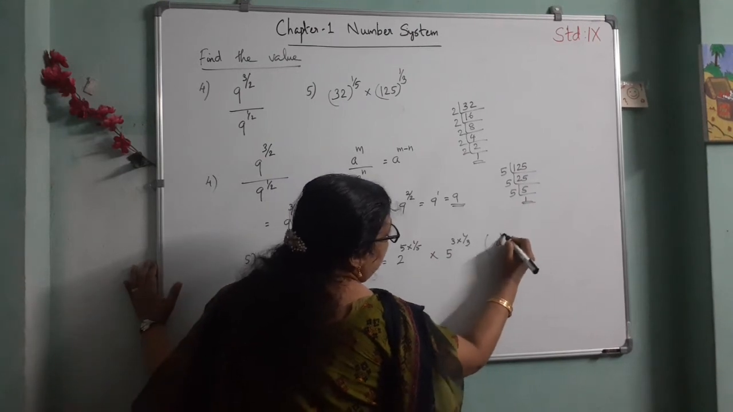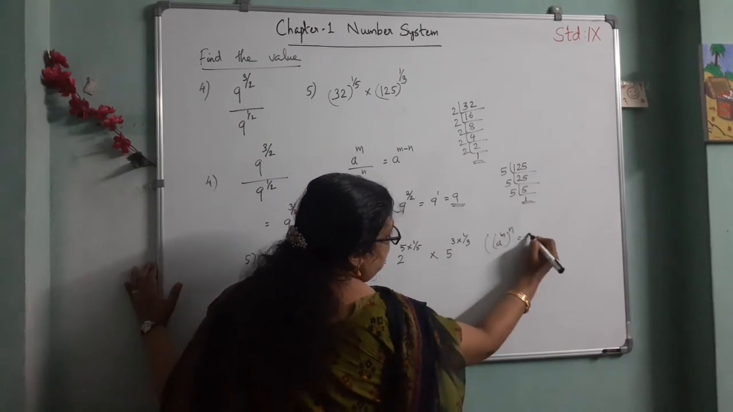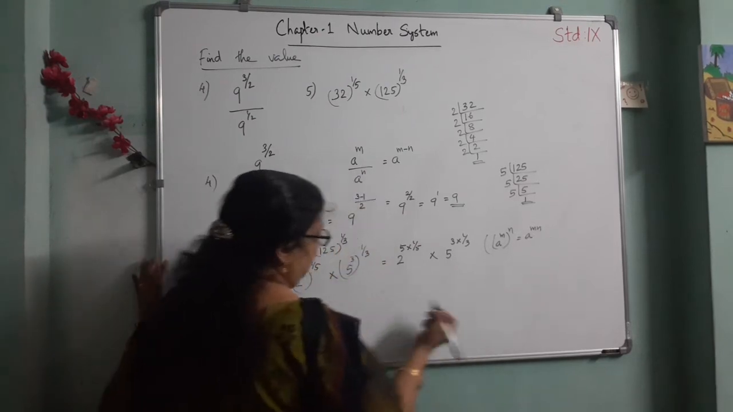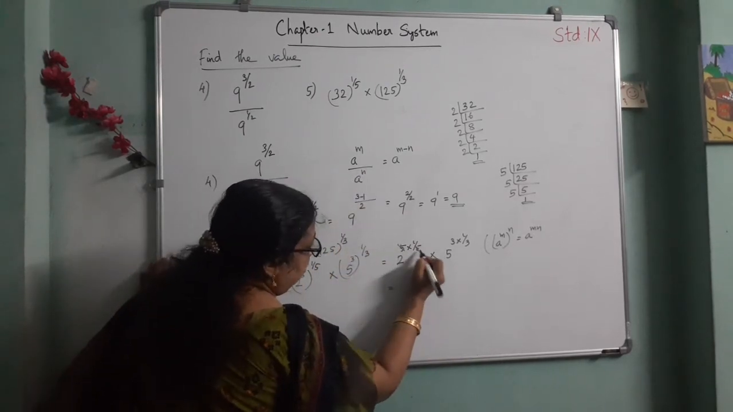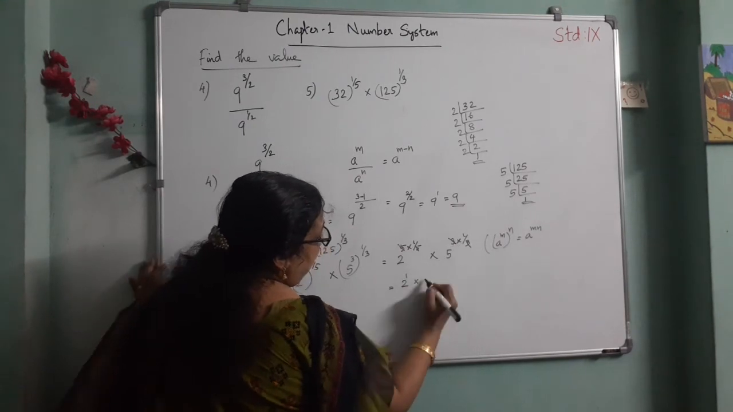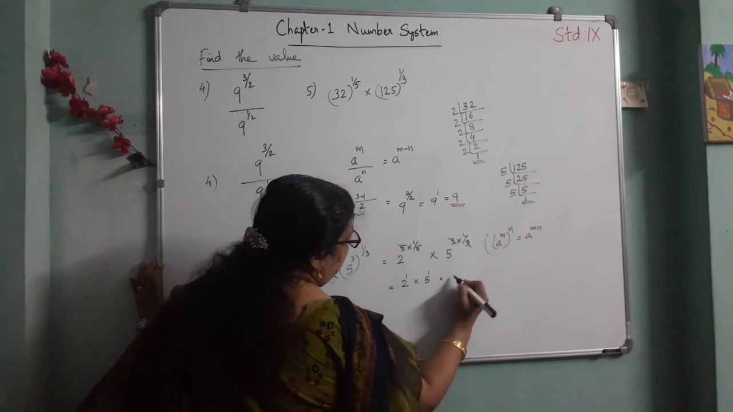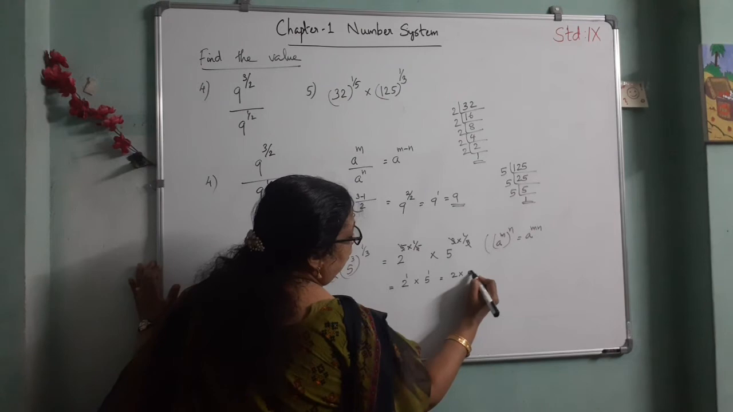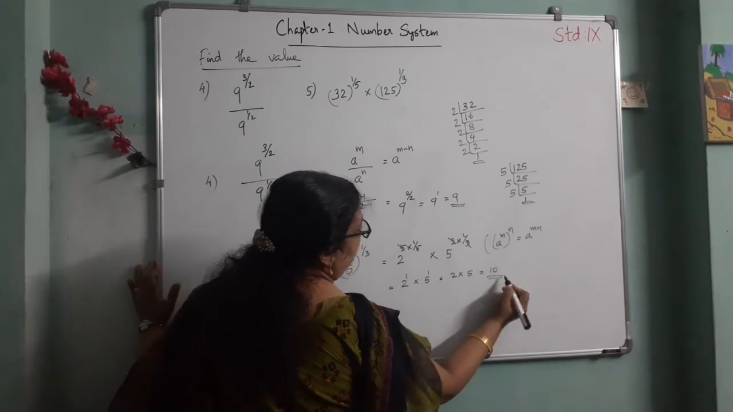That is, a raised to m, the whole raised to n, is a raised to m into n. So here this 5 cancels. So 2 raised to 1, into, this 3 cancels, 5 raised to 1. That is 2 into 5, which is equal to 10.